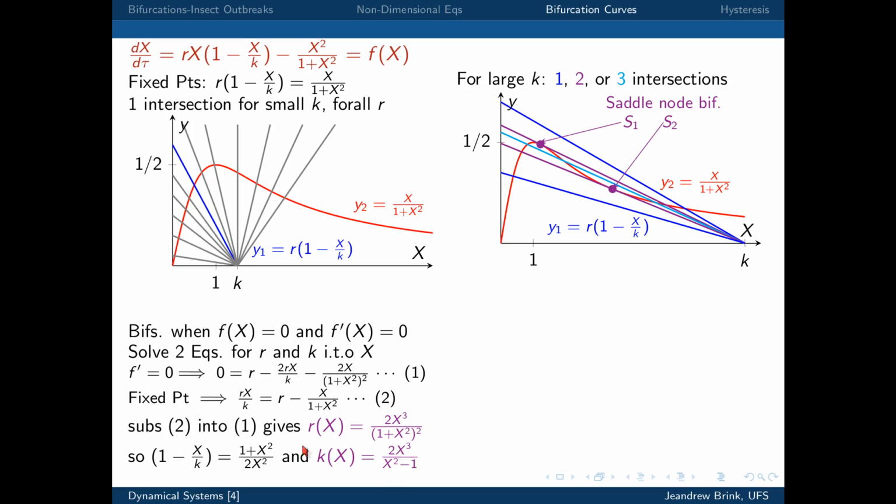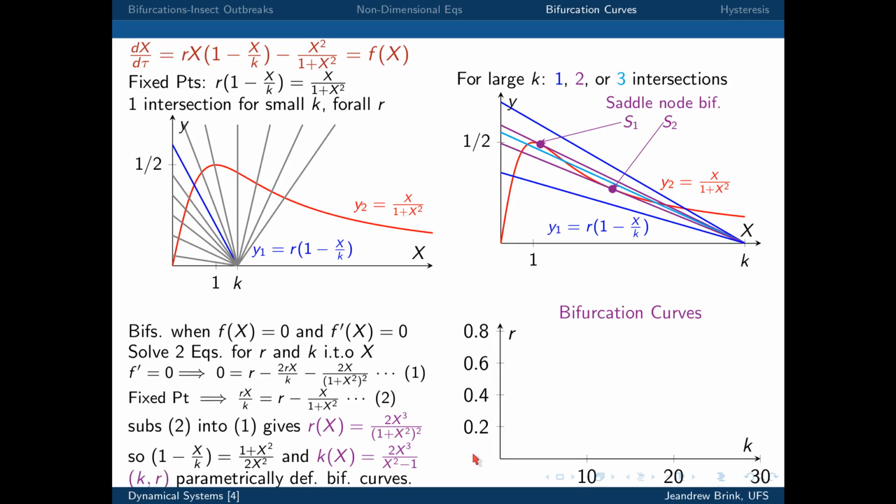So there's a little bit of algebra involved here, but all you have to do is notice that you have two equations from the fixed point condition, as well as the fact that you have a bifurcation occurring. Bifurcations always occur when the derivative vanishes at the fixed points. And then you solve these two equations to get your two parameters r and k in terms of x. And then when you've done that, you have these two parametric expressions for the parameters. And what we now want to do is make a plot of where these curves actually are.